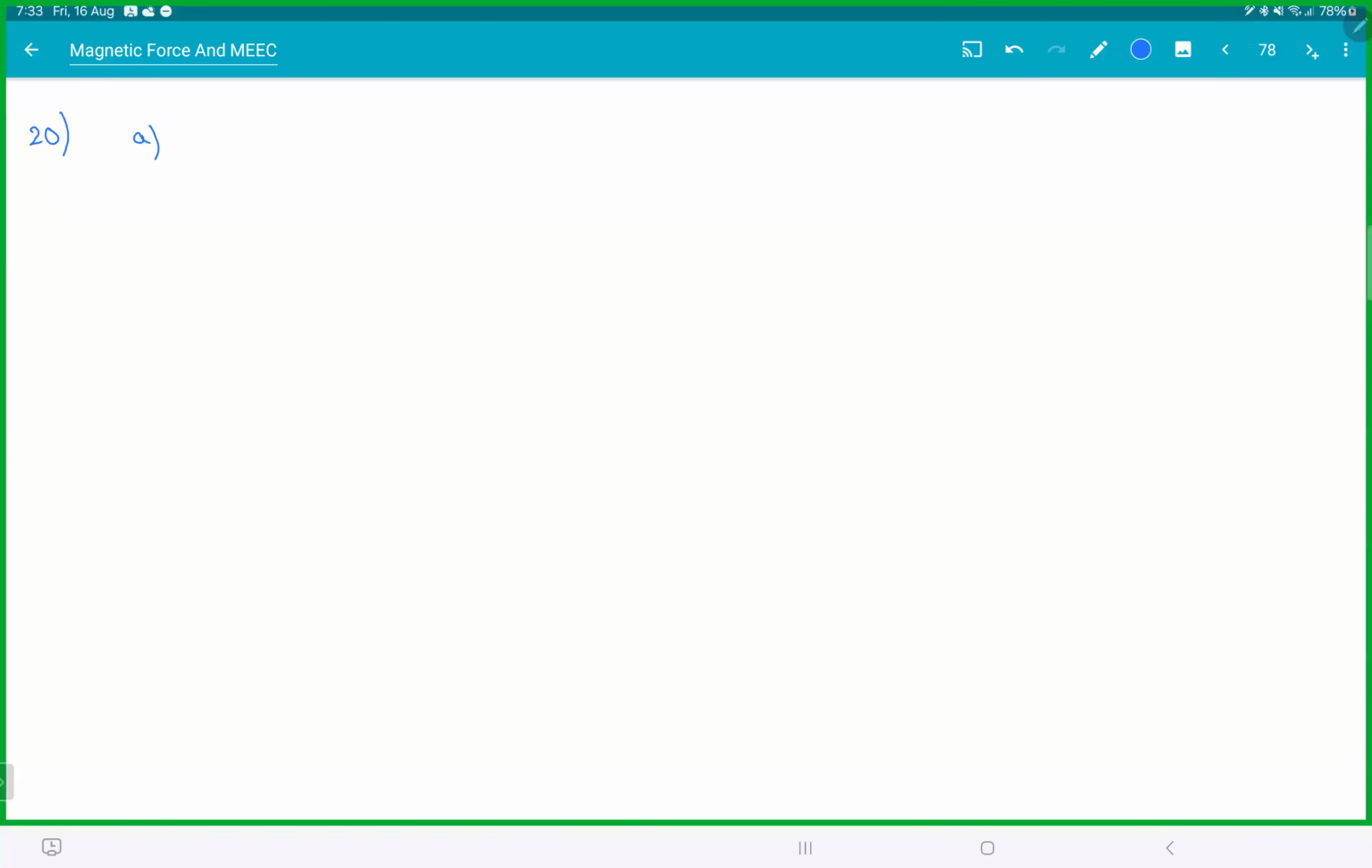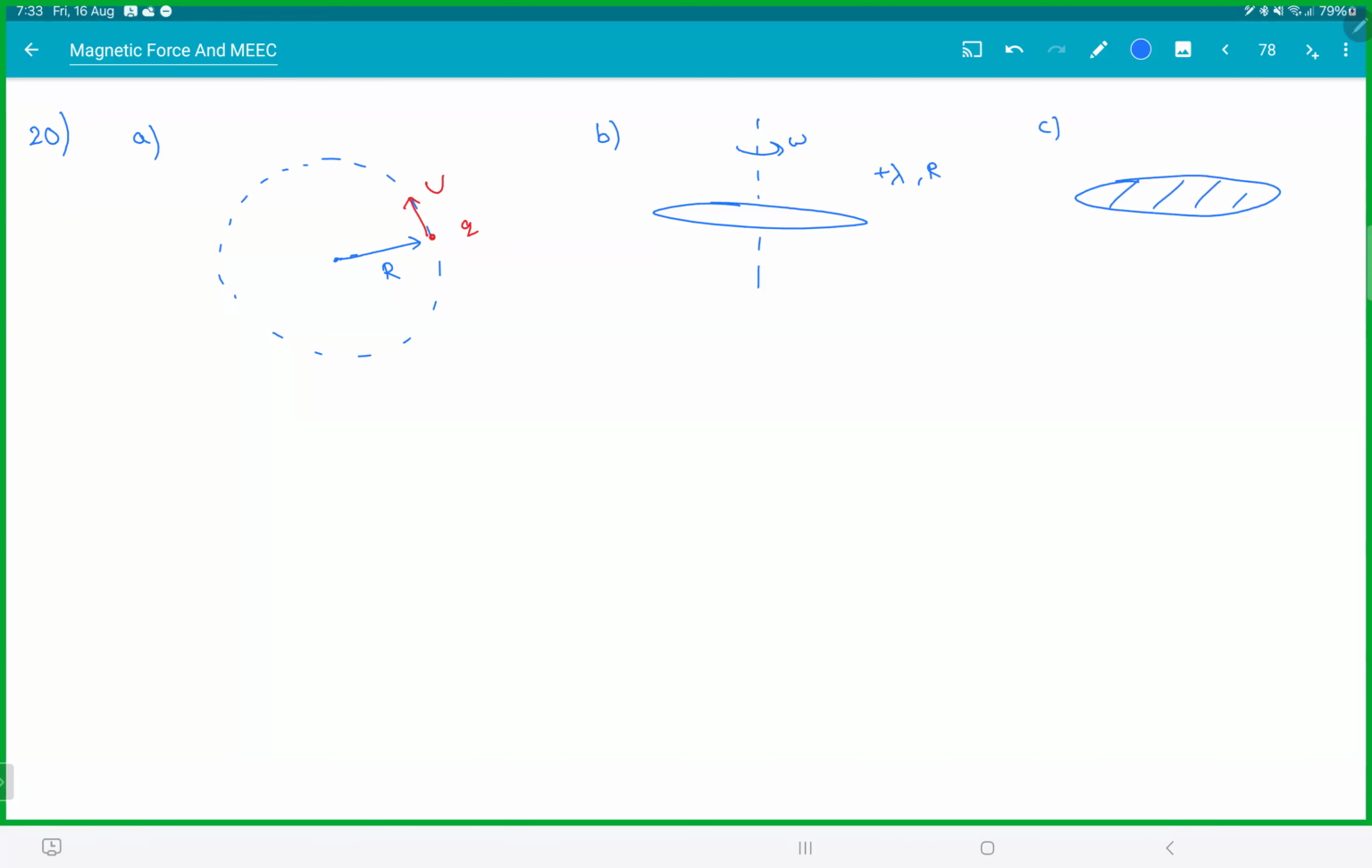Next one. Let's say we have a charged particle of charge Q, going with speed u in a circle of radius r. We have a ring here, lambda, radius r, rotating with omega. We have a disk. Find the magnetic moment of all these things.